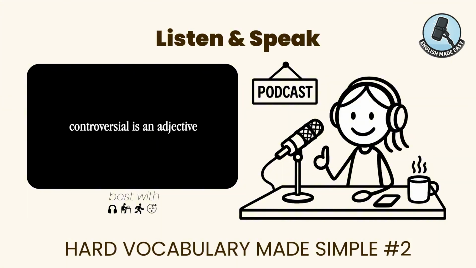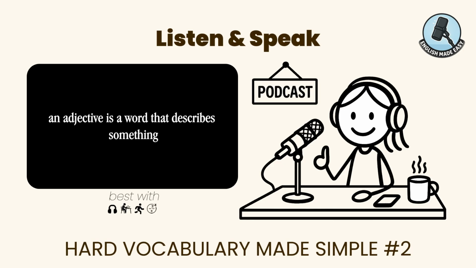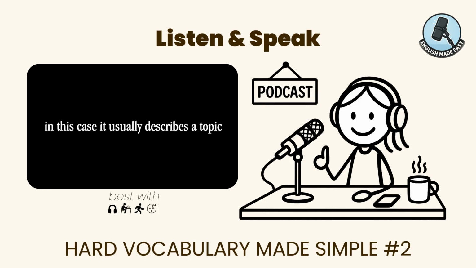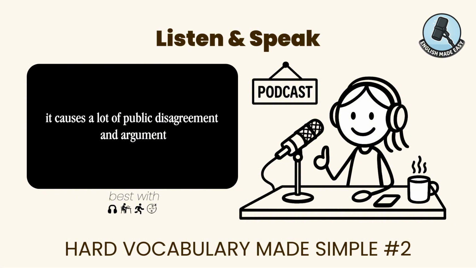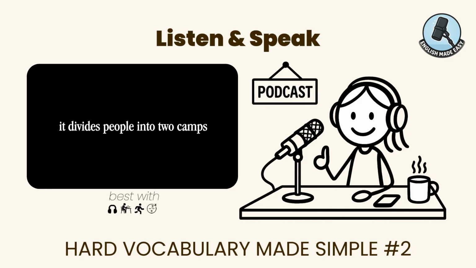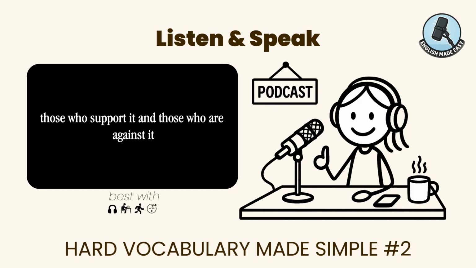Controversial is an adjective. And as we know, an adjective is a word that describes something. In this case, it usually describes a topic, a decision, or a piece of art. Now for the simple meaning. If something is controversial, it means it causes a lot of public disagreement and argument. People have very strong and very different opinions about it. It divides people into 2 camps, those who support it and those who are against it.